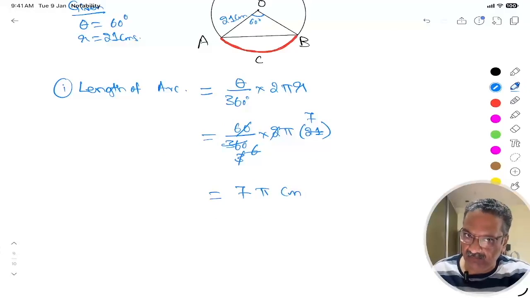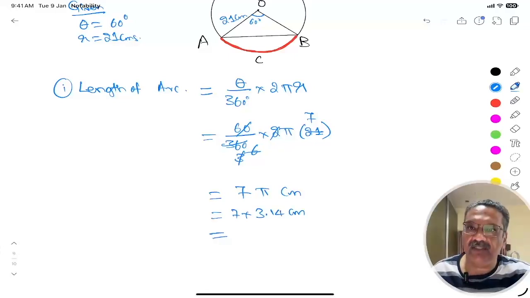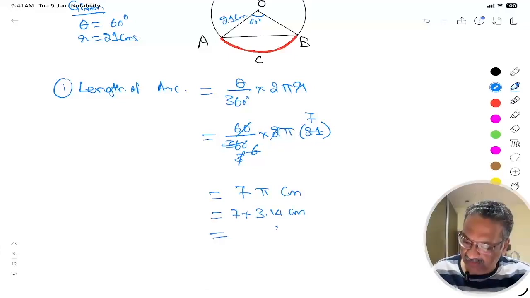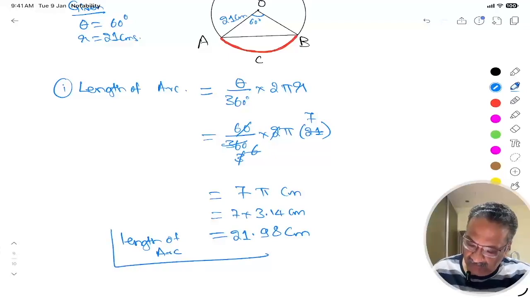So what is the value of pi? We can take it as 7 into 3.14 centimeters. Multiplying, 7 4s are 28, 8 and carry 2, 7 3s are 21, so we get 21.98, approximately 21.5 centimeter is the length of the arc.